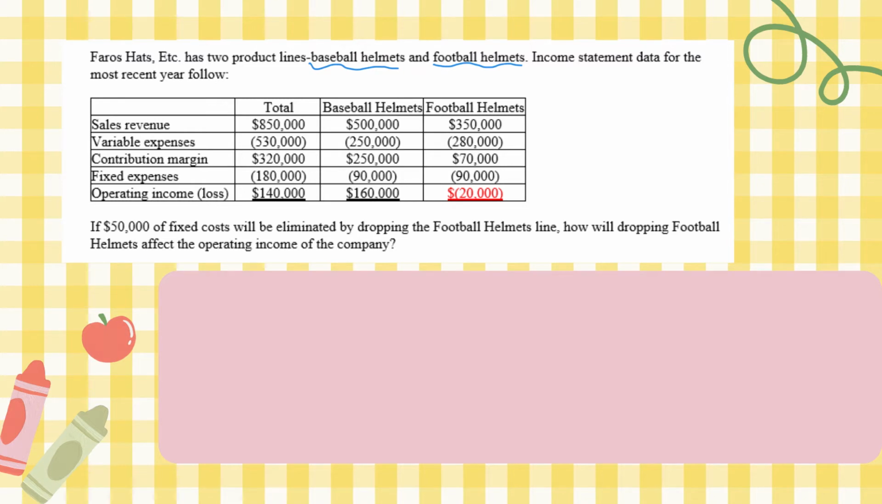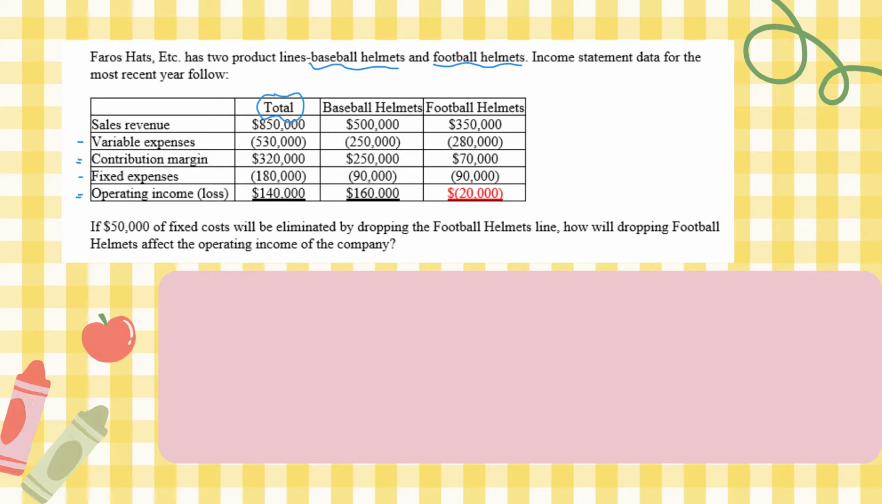Income statement data for the most recent year follow. So he gave you three columns: total, baseball helmets and football helmets. If you look at this income statement, you can see that he's doing sales revenue less variable expenses equals contribution margin less fixed expenses equals operating income or loss. This is for the total company.